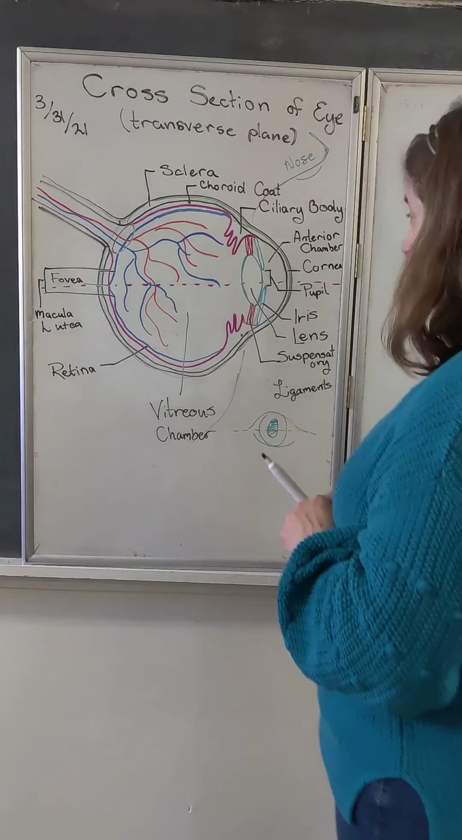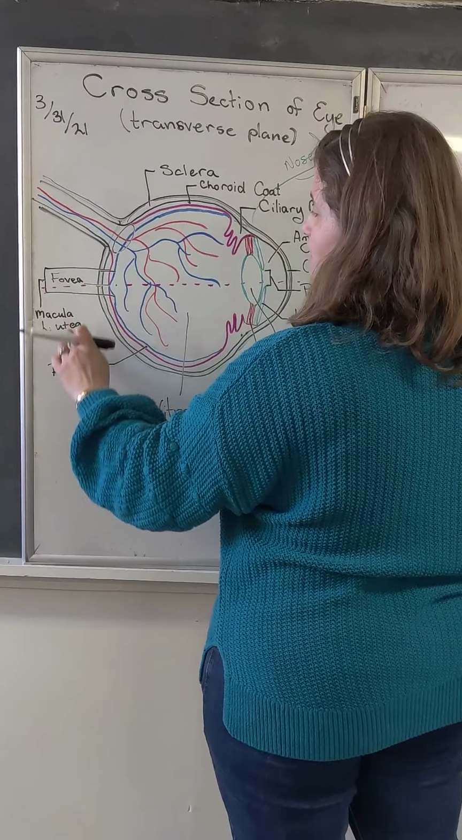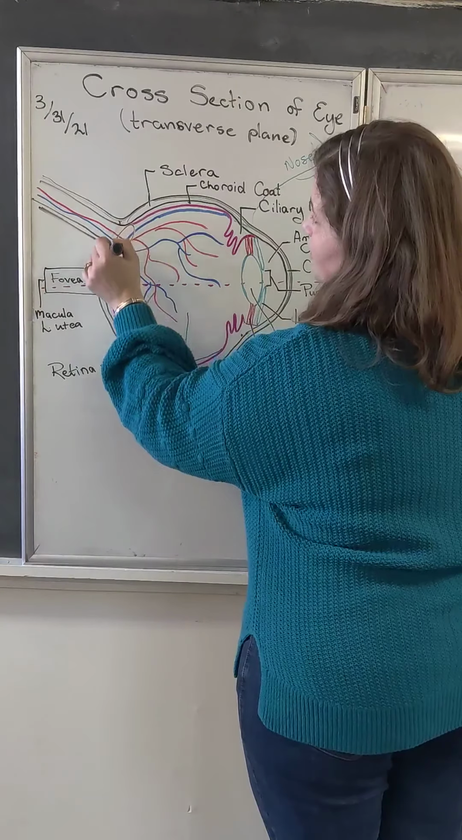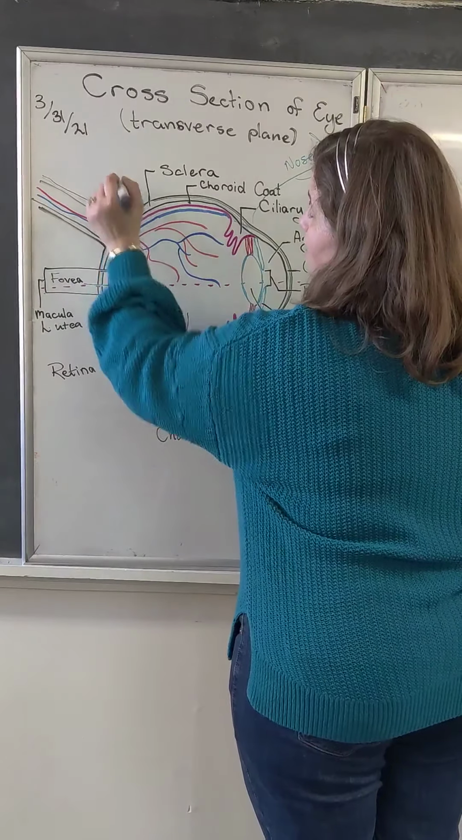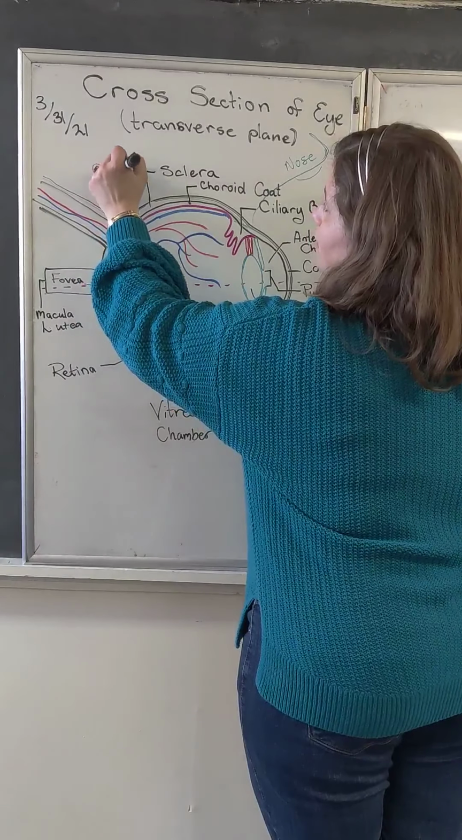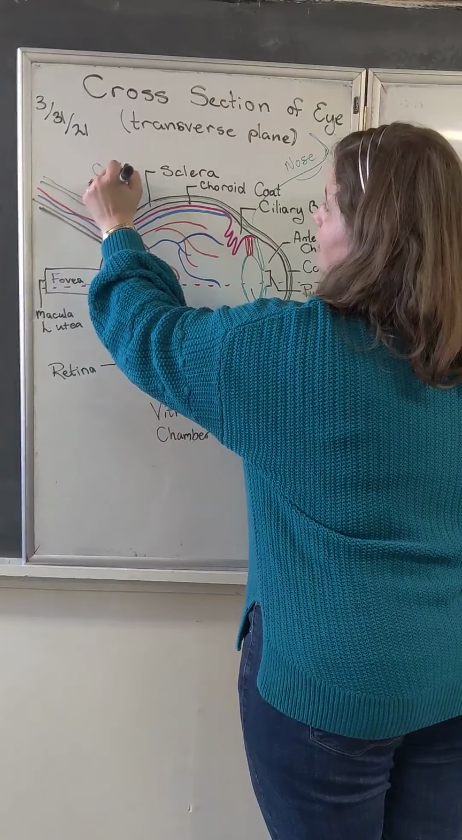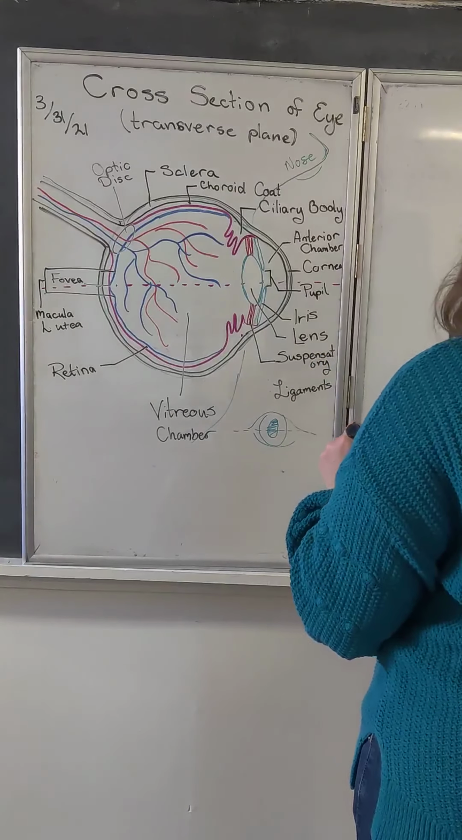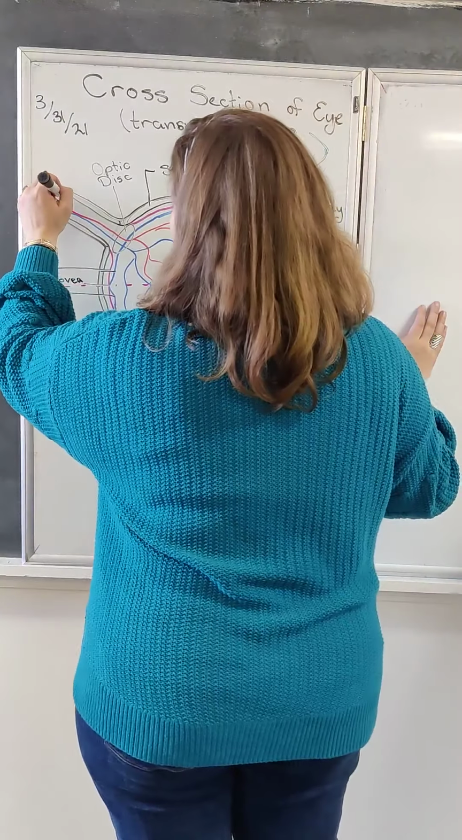Okay, so that's your fovea centralis and the macula lutea, which is not technically part of your thing. This section, again, this is additional. This is the optic disc. This is your blind spot. And then out here, this is your optic nerve.